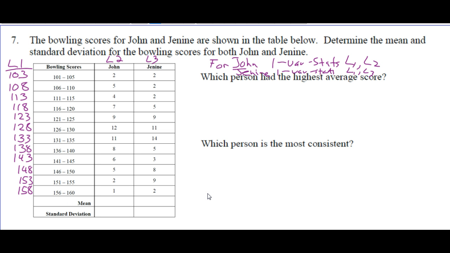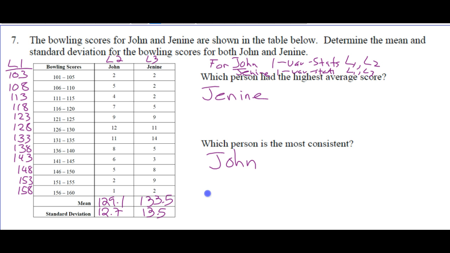What is John's mean, rounded to 1 decimal? I'm sure you know what that is. What is Janine's mean? 133.5. So without looking at anything else, who's the better bowler? Janine. What is John's standard deviation? 12.7. What is Janine's standard deviation? 8.5. So we know that Janine had the highest average score. And which person is the most consistent? John. So that's what standard deviation is.